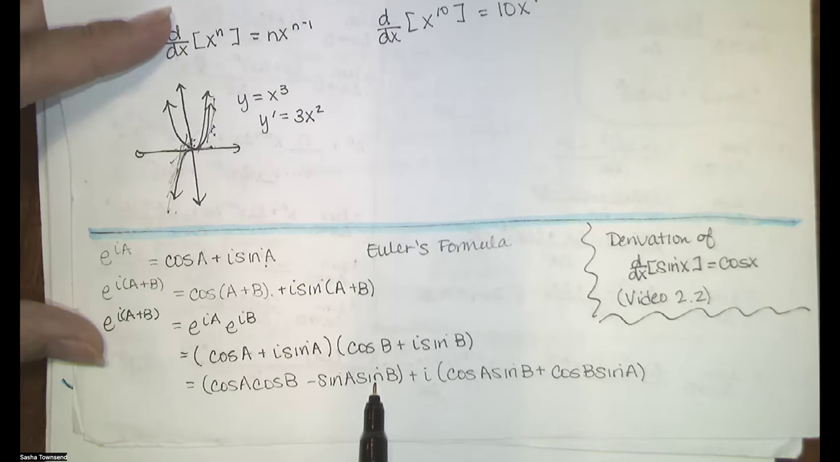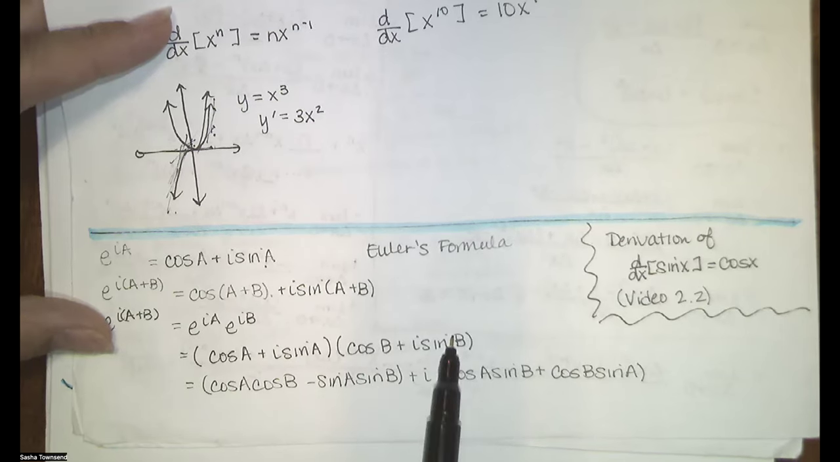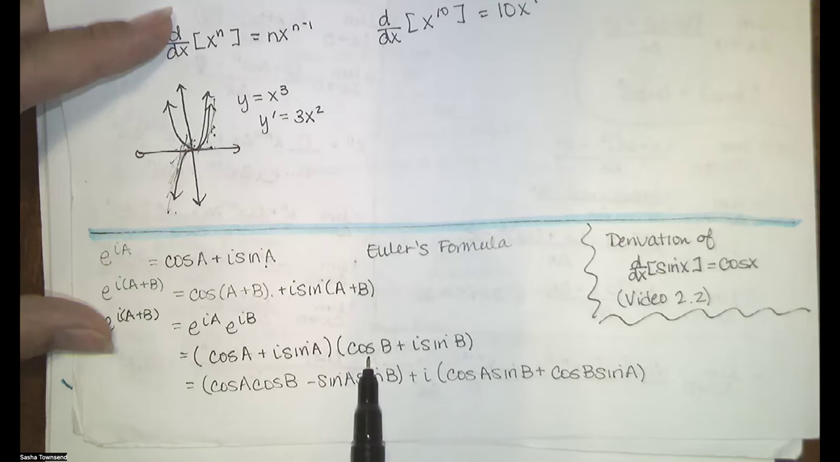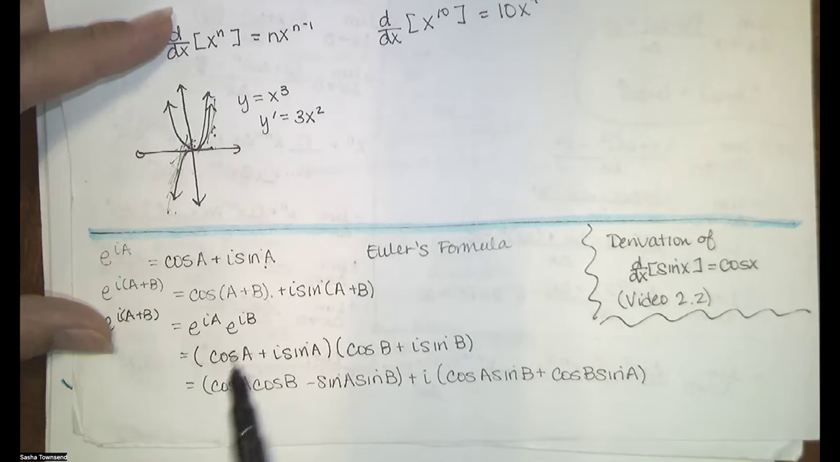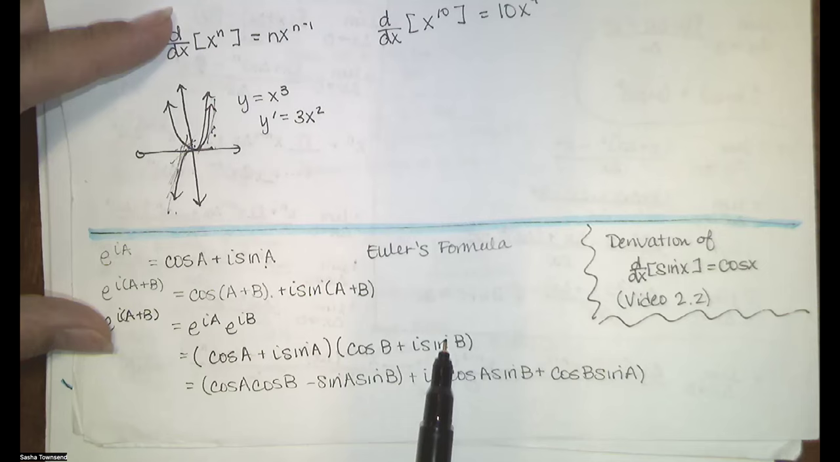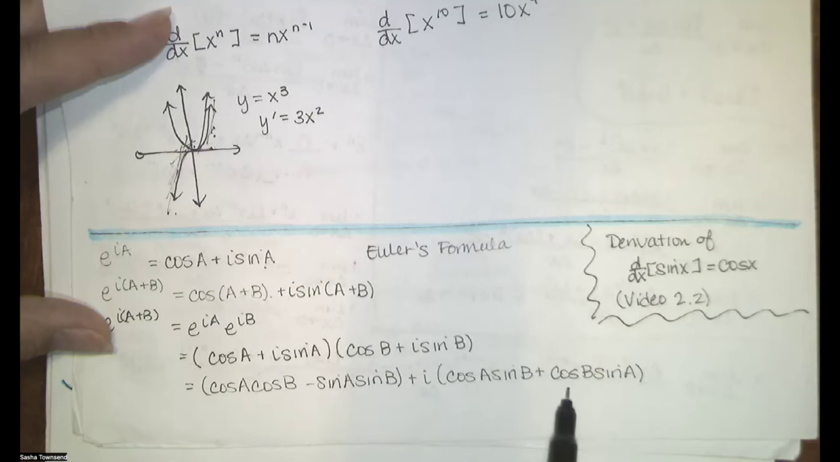And the imaginary part comes from the outer times outer and inner times inner terms. So outer times outer is cosine of A sine of B times I, and then inner times inner is sine of A cosine of B times I. If I factor out the I, I get this.